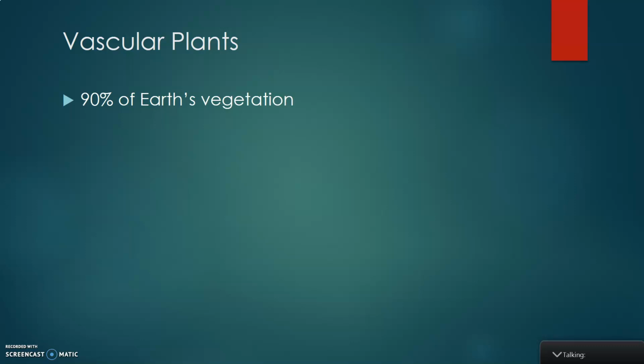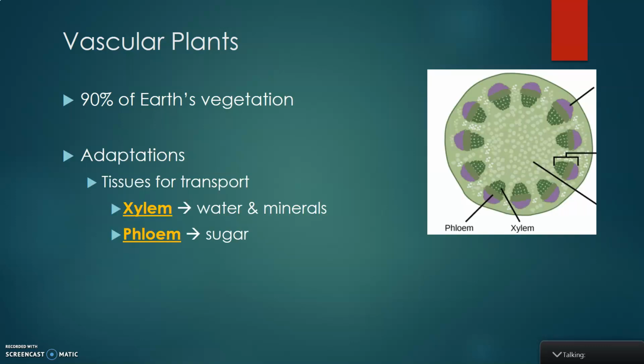And so the vascular plants, or the plants that have those kind of transport systems for water and solutes, make up 90% of the vegetation that we see on Earth. And that's because that vasculature made them very successful at living on land. And one of those adaptations that vascular plants have, in addition to waxy cuticles and the meristem that helps them find water, is a way to transport water and minerals as well as sugars.